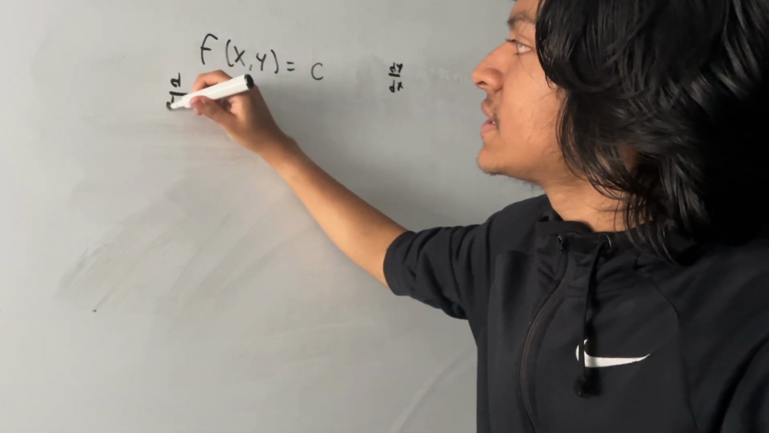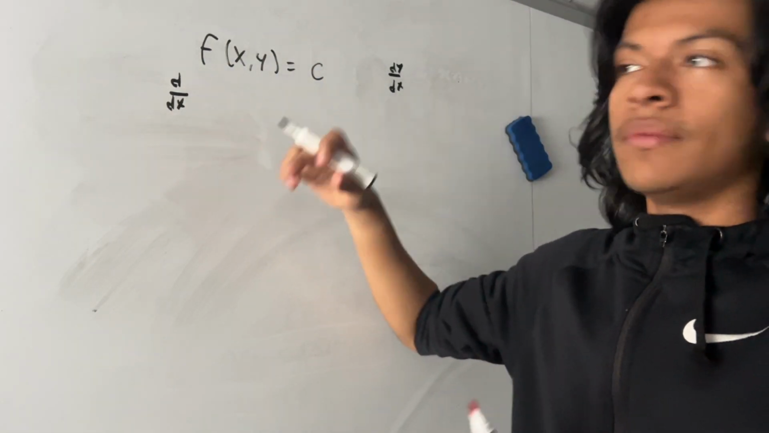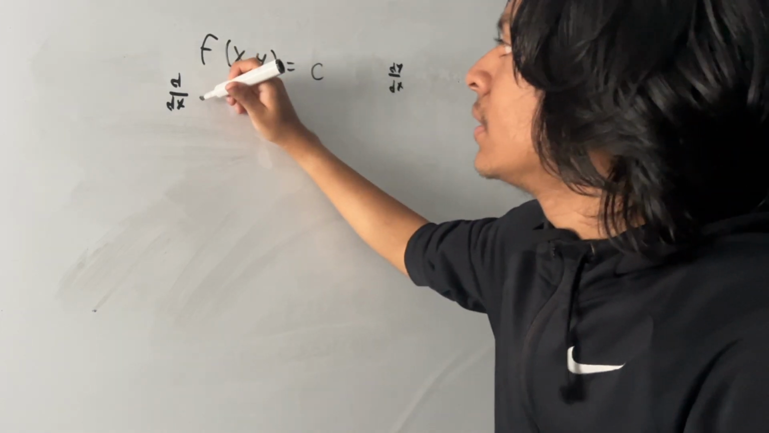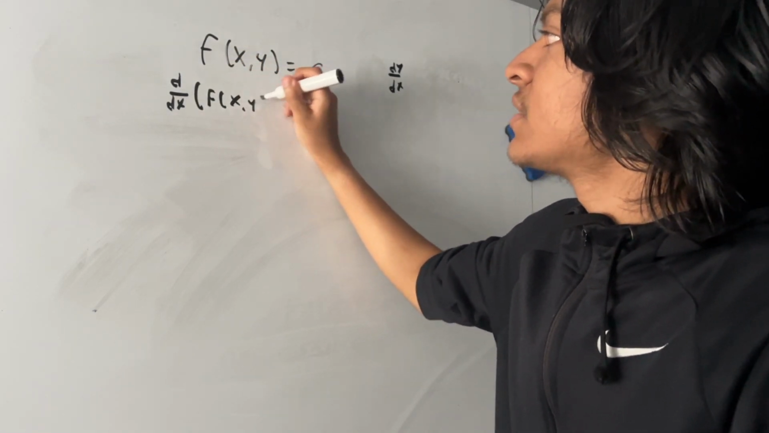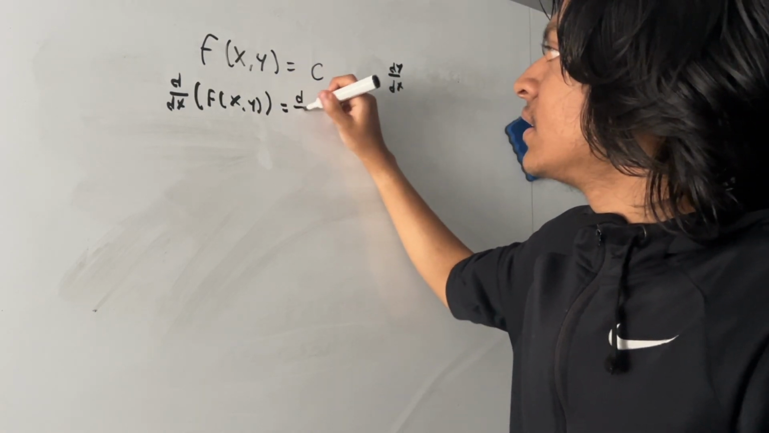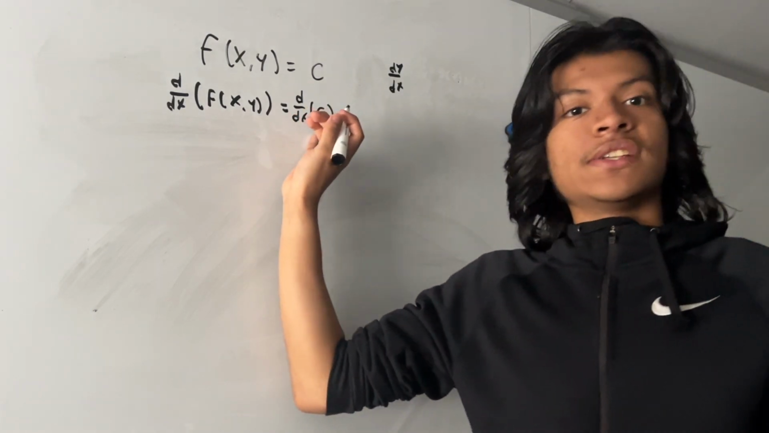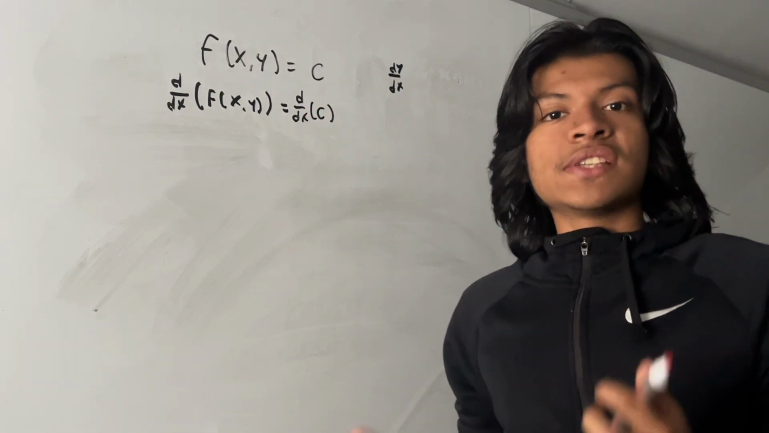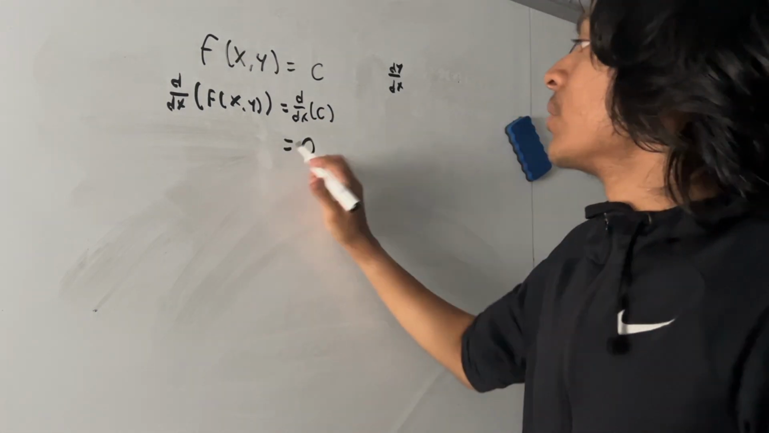And the way we're going to do that right away is we're going to take the derivative d/dx on both sides of the equation, not the partial derivative, but the full-on derivative. So d/dx of f(x, y), then likewise for the constant, d/dx of the constant. On the right side, it's clear the derivative of a constant is just going to be 0. So we have our 0 here.